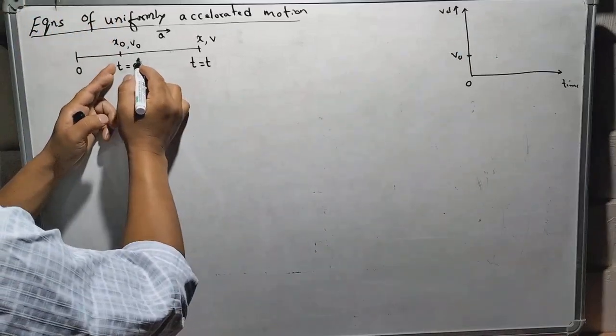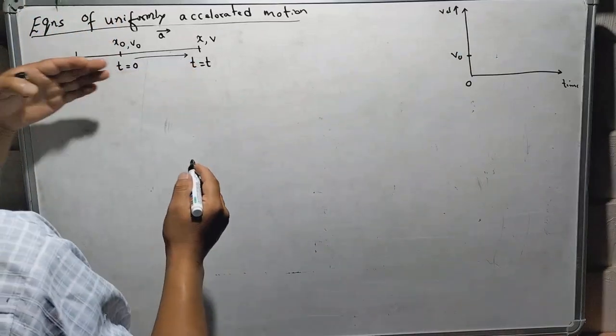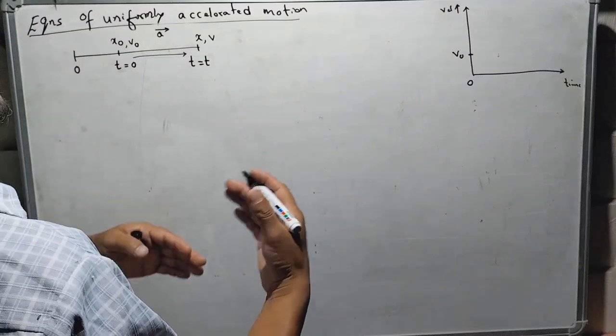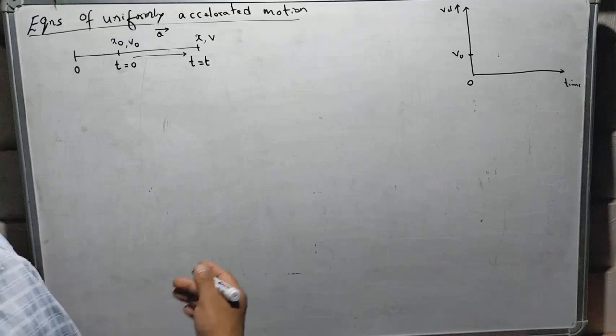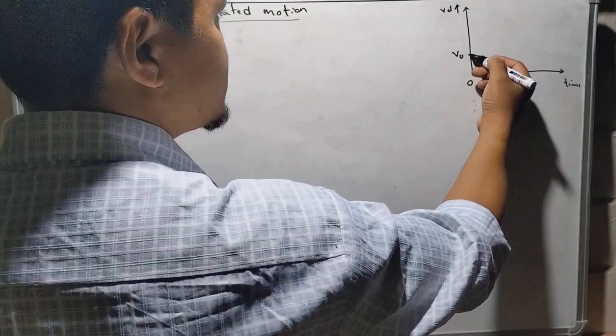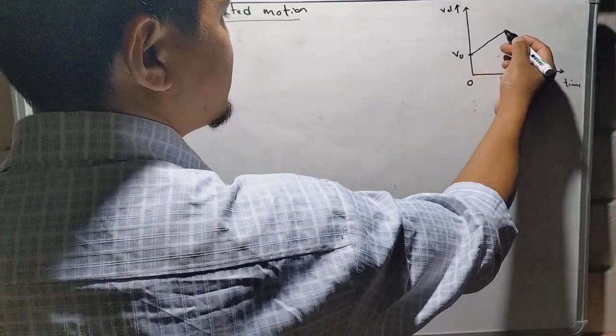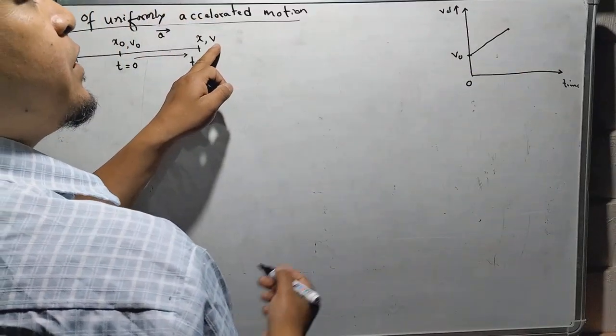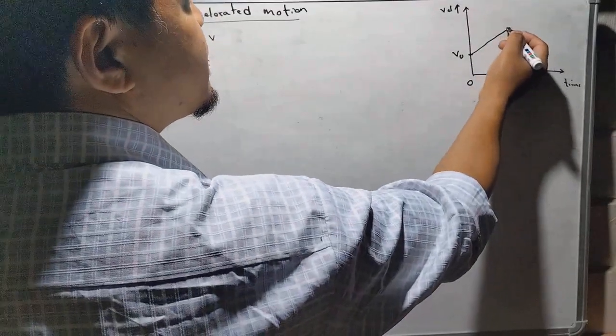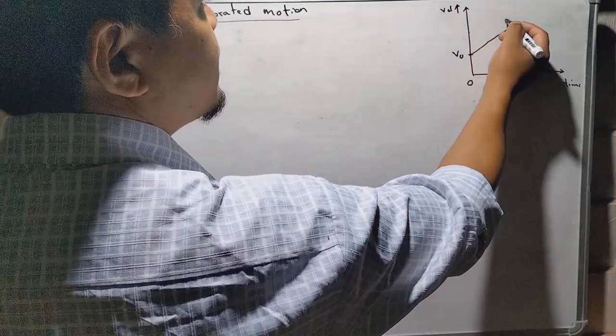From this point, the body starts moving with a uniformly increasing velocity. So the velocity is increasing uniformly till it reaches the final velocity v. So the velocity here is equal to v.